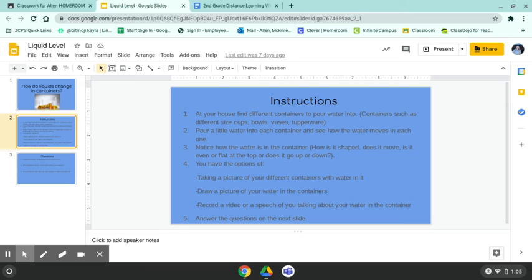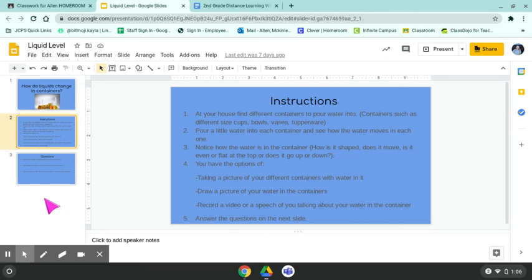What you're going to do is you have three options. You can take a picture of your water in the containers. You can draw a picture of your water in the different containers or the cups. Or you could record a video or a speech of you talking about the different water amounts in your cups or containers. You could be like a scientist and make a video about it.